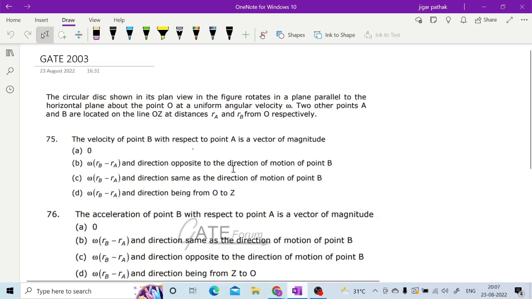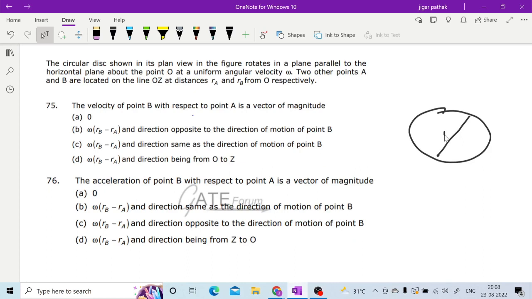So here, the circular disc has actually. It is not shown here, so let me show you. You have a circular disc, with a point O, and with respect to that you have points A and B. So the circular disc has this point O and points A and B. Here they have uniform angular velocity omega. Two other points A and B are located on the line OZ at distances of RA and RB. This can be RB and this can be RA.